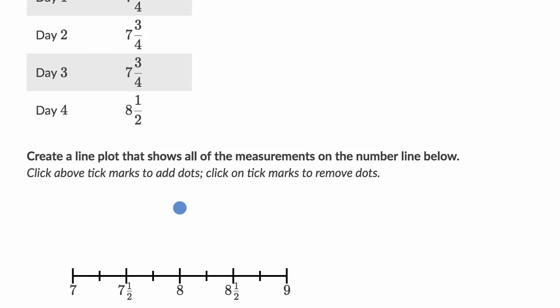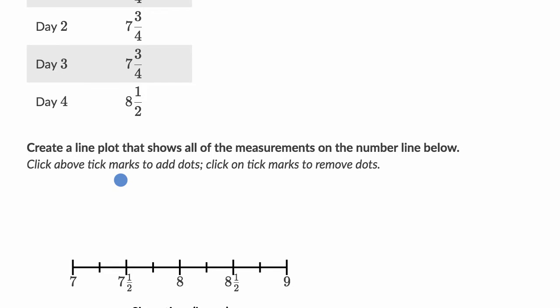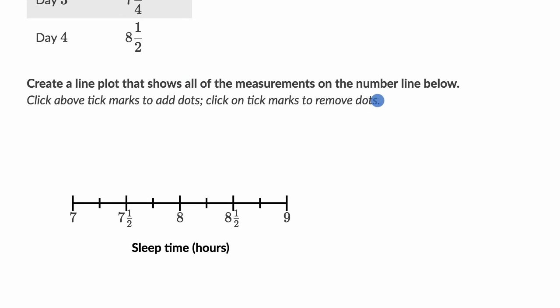Then it says, create a line plot that shows all of the measurements on the number line below. And it says click above the tick marks to add dots. Click on tick marks to remove dots. So you can see if I click right over here, a tick mark shows up, and if I click again, it gets removed.